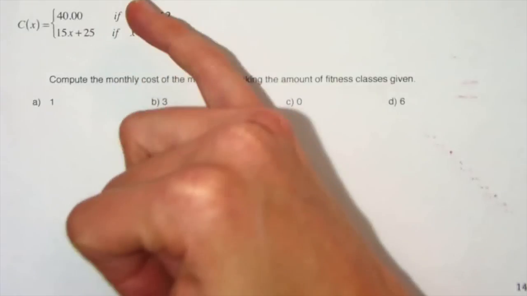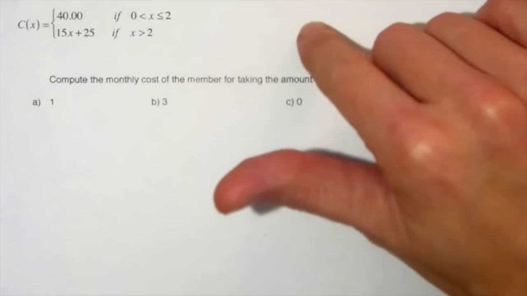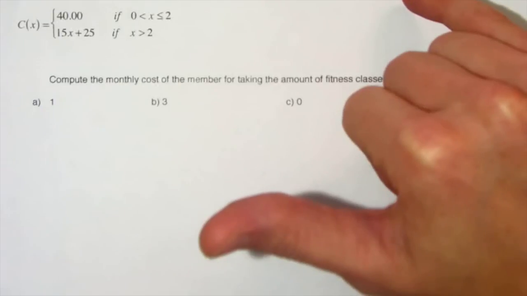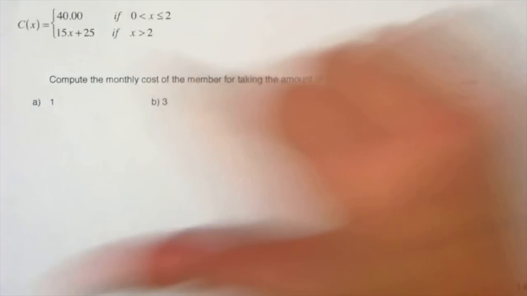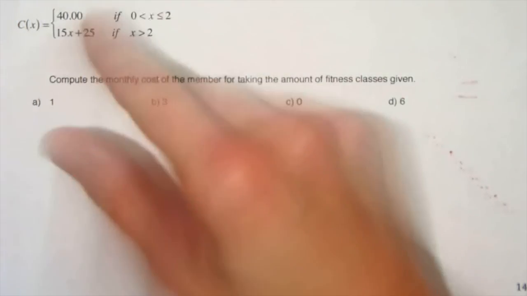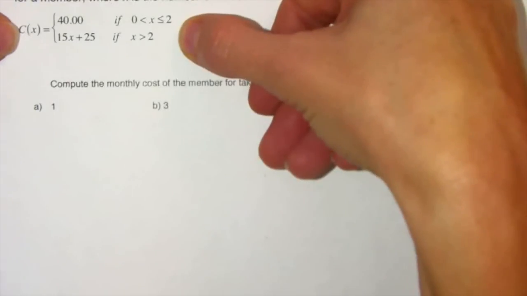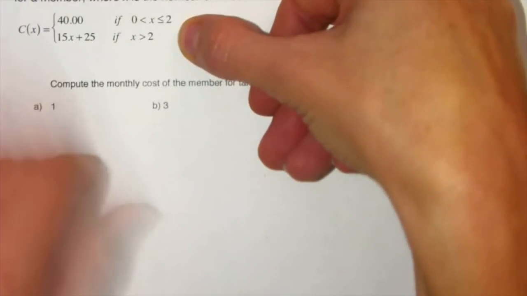You have this gym. It has a monthly membership plan. It's $40, and you get 2 free fitness classes. So what happens is after these 2 classes, you're going to pay $15 per class for every class that you take beyond that. So this is the function for the cost, but let's take a look at what's happening here.